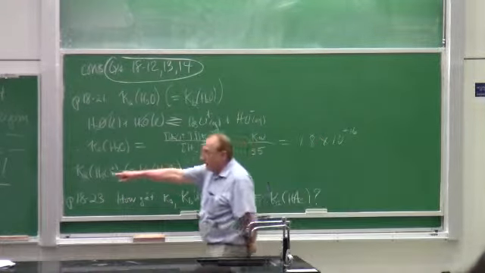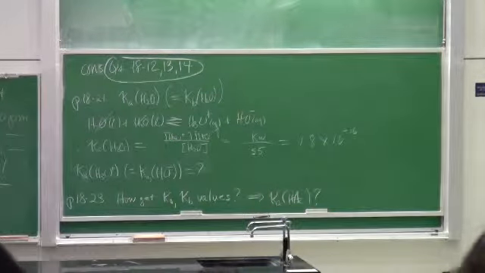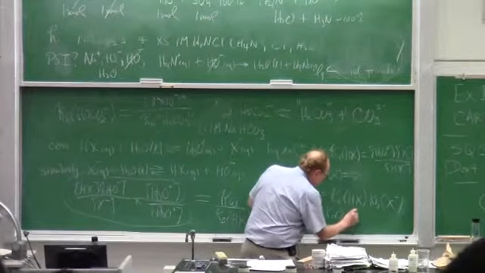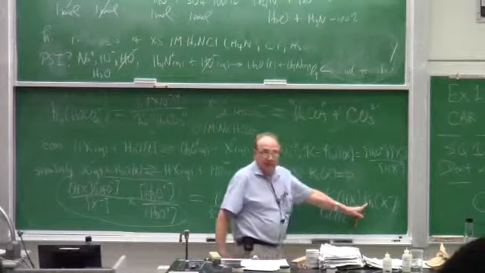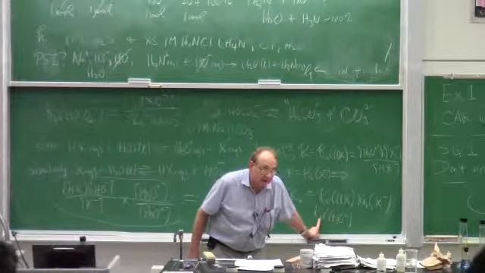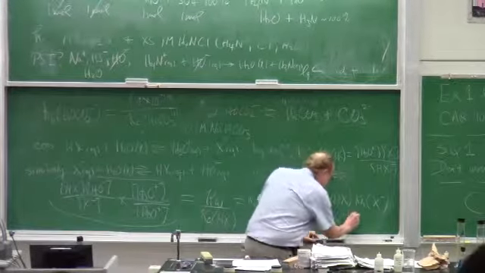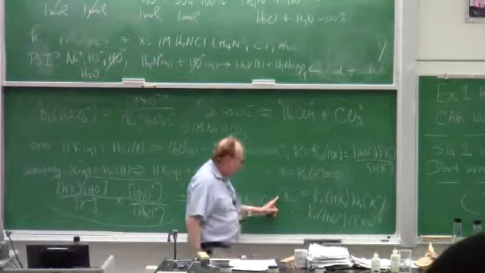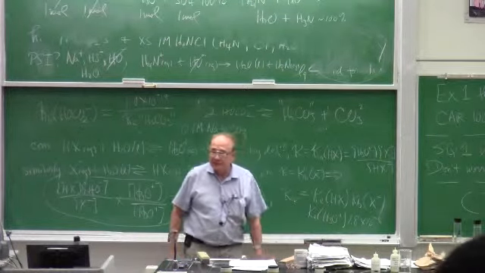Well, we could use this, can't we? 1.0 times 10 to the minus 14 equals Ka of hydronium ion times Kb for the conjugate base of hydronium ion. What's the conjugate base of hydronium ion? Water. 1.8 times 10 to the minus 16. So if I take Kw divided by 1.8 times 10 to the minus 16, what do you think I get?